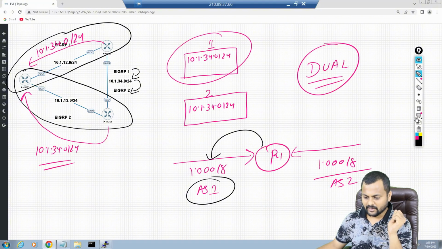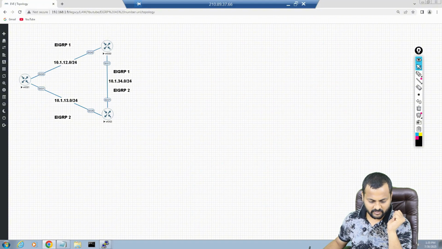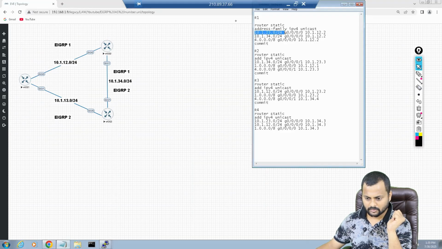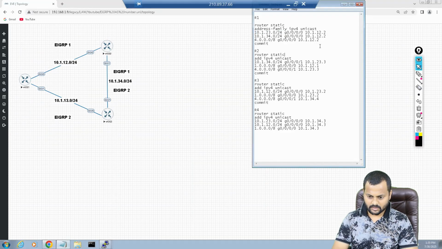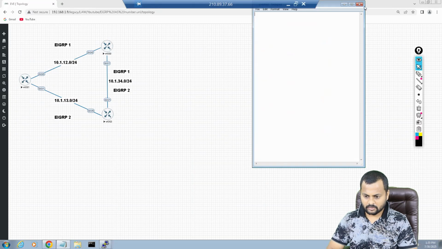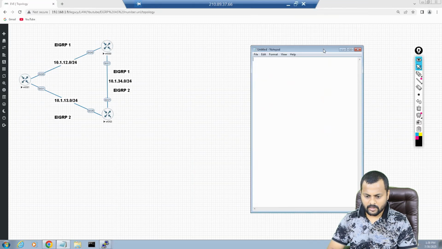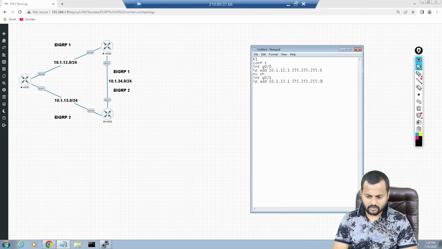So let's do the practical as well. Let me configure everything in the notepad. Oh, this is the previous one. So I can configure router 1. Interface Gig 0/0, IP address will be 10.1.12.1/24. Then we have interface Gig 0/1, which is 10.1.13.1/24. All good. And I don't have any loopback.